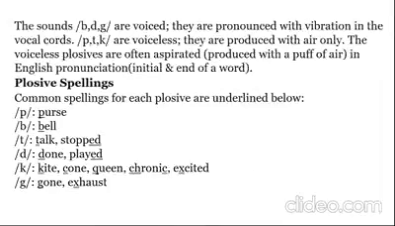The sounds ba, da, ga are voiced. They are pronounced with vibration in the vocal cords. Pa, ta, ka are voiceless. They are produced with air only. The voiceless plosives are often aspirated, produced with a puff of air in English pronunciation, especially in initial and end of words. Aspiration is just a gust of air pushing on one sound. Suppose pa. When you say pa, the gust of air comes with pa. So it is called aspiration.